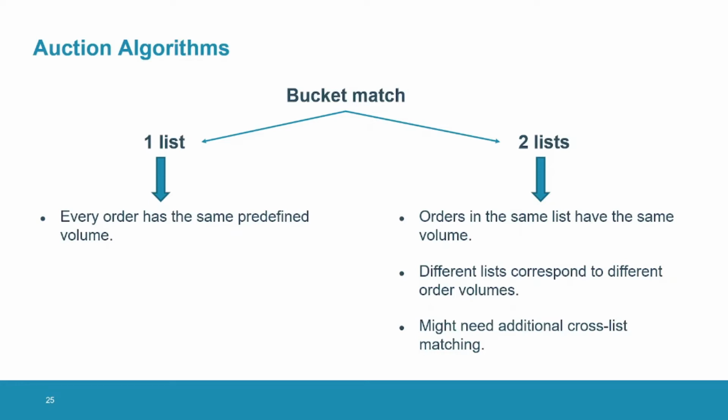Then, of course, it might happen that in one list there's some leftover buy volume, while in the other list there's some leftover sell volume. And in those cases, we will need this additional cross-list matching, where we match, well, the sell orders from the first list with the buy orders from the second list, for example.